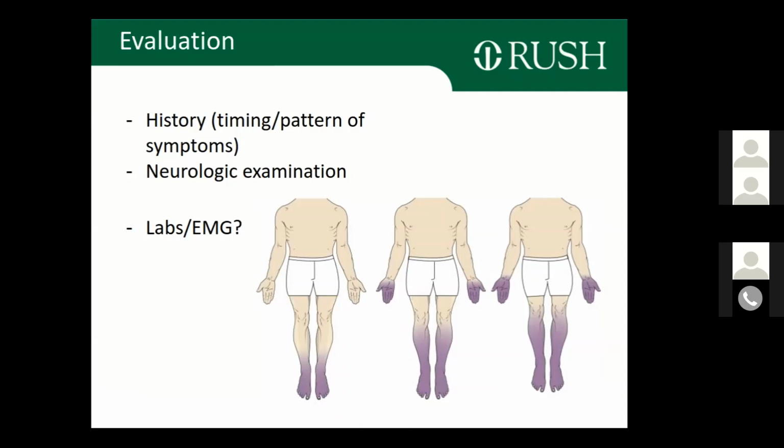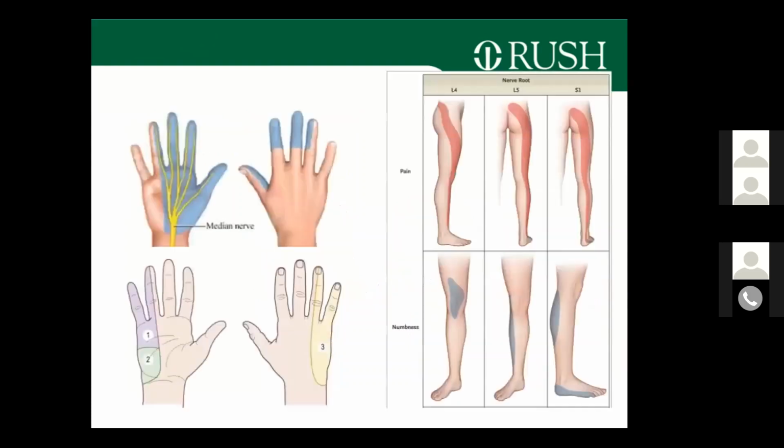Other things that we might do, especially if there is something unusual or that does not fit with what we know about chemotherapy-induced peripheral neuropathy, such as a focality, where just one side is more symptomatic than the other, I would probably check labs and maybe even do something called an EMG, the nerve conduction study and electromyography, testing the function of the nerves and the muscles. So this would be what I would look for on exam.